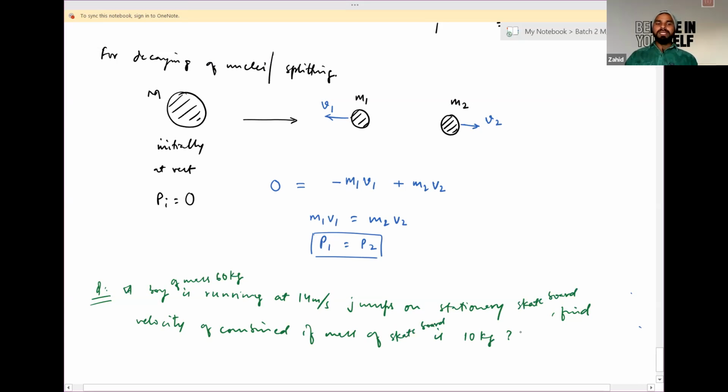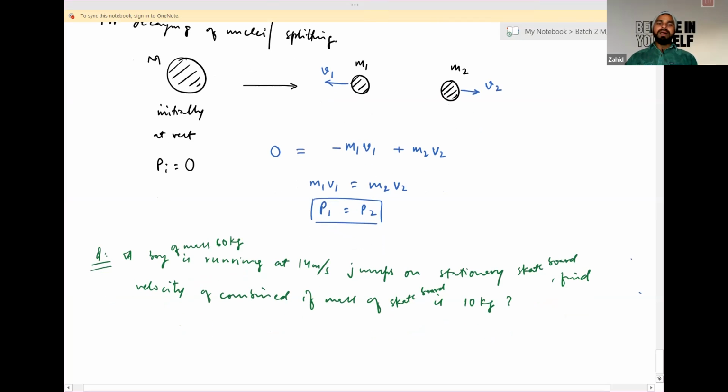A boy of mass 60 kg is running at 14 meter per second, jumps on a stationary skateboard. Find velocity of combined system if mass of skateboard is 10 kg. This is opposite of the above part. In above part, a nuclei is splitting into two parts. In this term, two different bodies are combining to form a single system. Since there is no external force acting on this system, linear momentum will be conserved. Total initial momentum should be equal to total final momentum. Just equate them and try to find.